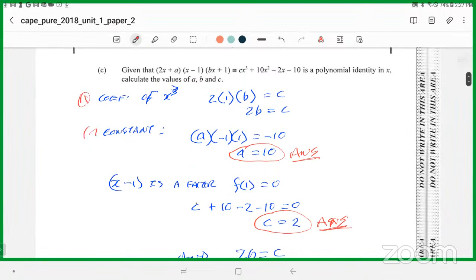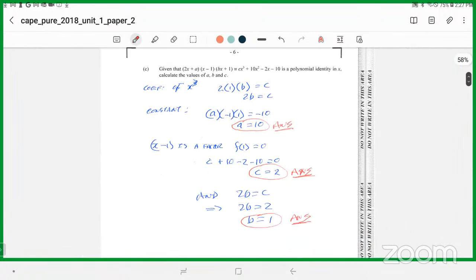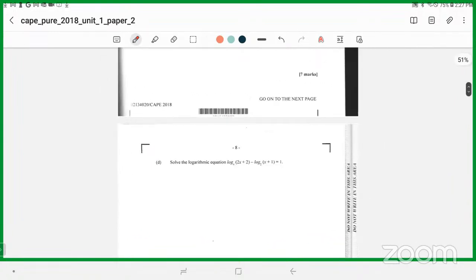1, 2, 3. If there are two unknowns, they need two things. That's how it is normally. All right, three unknowns, you need three equations. But that is it. I don't think there's anything else for polynomials on this paper, 2018. This is done. Let's look at 2017.